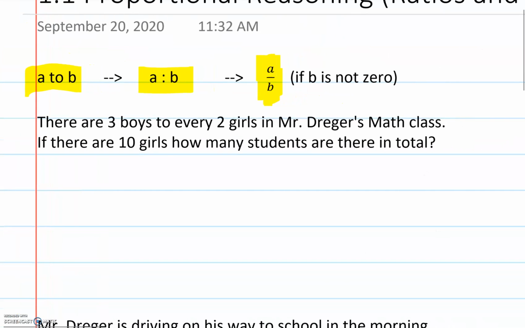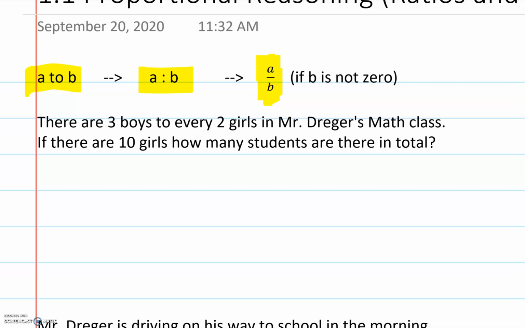Okay, so here's an example. There are 3 boys to every 2 girls in Mr. Drager's math class. If there are 10 girls, how many students are there in total? This is how you're going to set it up every single time. No matter what ratio, no matter what rate, no matter what anything in this unit, it's pretty much this setup every time. Currency later on, unit conversion, all that stuff, it's always going to be the same.